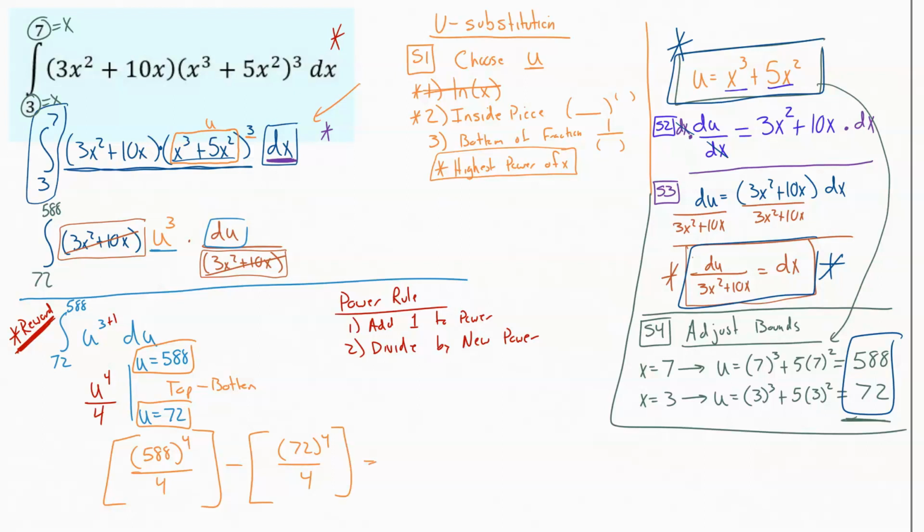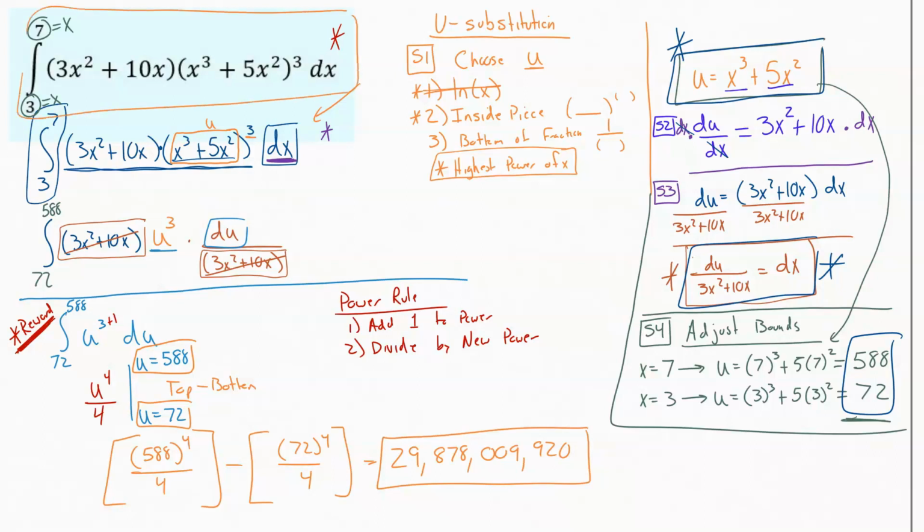And out of there, you are going to get this monster of all monsters. You're going to get this huge number. What is it, like 29,878,000 9,920. That right there is the net area between the curve and the x-axis of the equation we started off with. So U-substitution allowed us to take an antiderivative that we couldn't handle, reward ourselves with an antiderivative that we could handle, and that allowed us to get to our final answer for our definite integral.